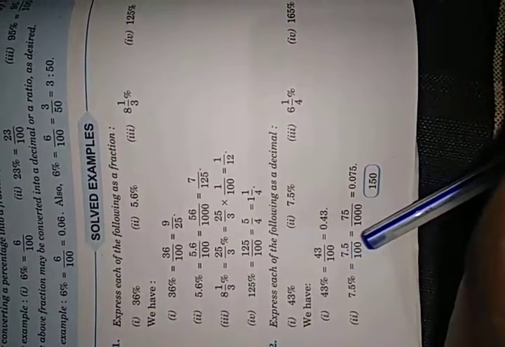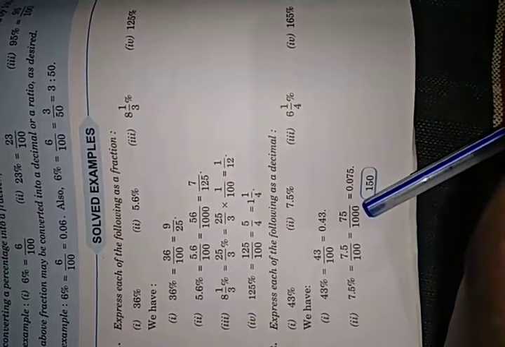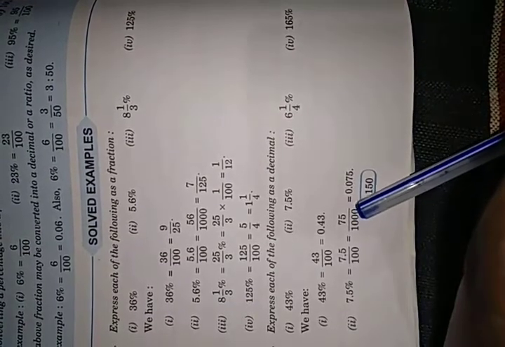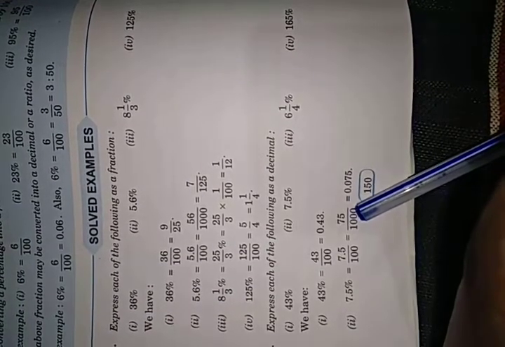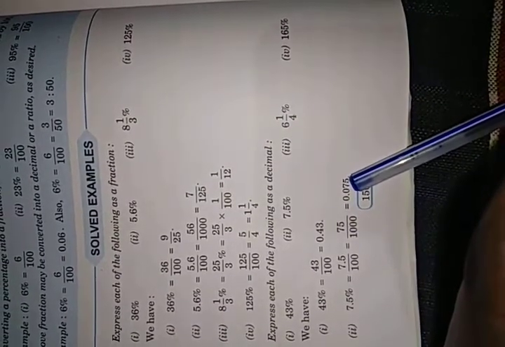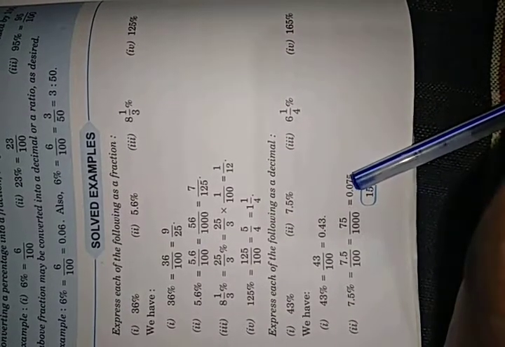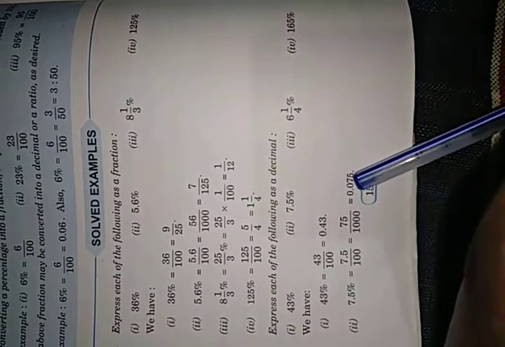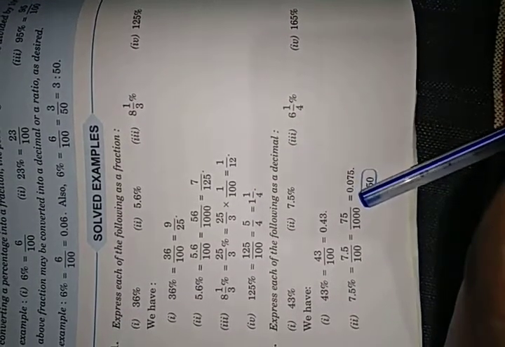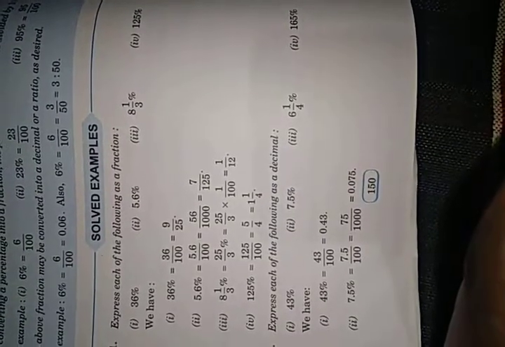7.5% is equal to 7.5 by 100. We remove the decimal point and it becomes 75 by 1000. In 1000 there are 3 zeros, so after 3 decimal places we put the decimal point from the right. So 5, 7, there is a deficiency of 1 digit, so put 0 on the left of 7 and then put the decimal point. It becomes 0.075.